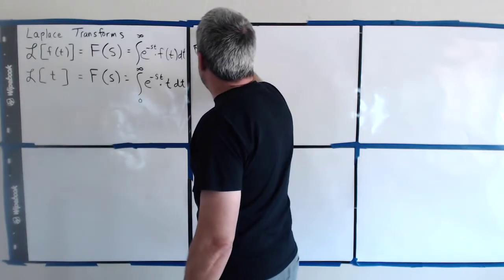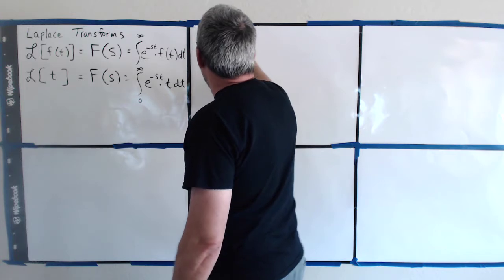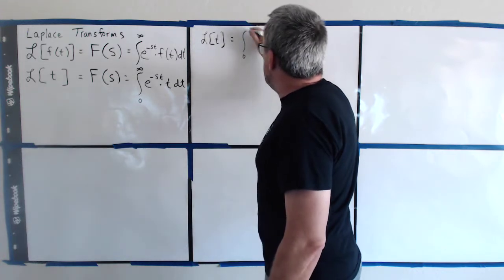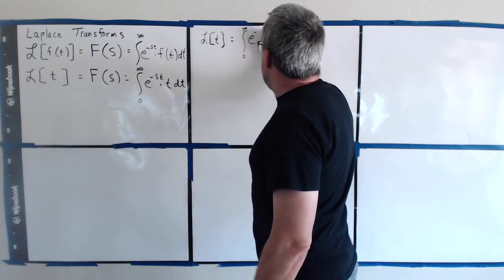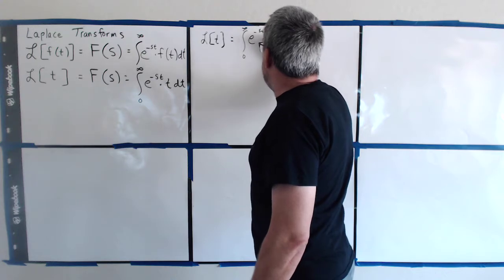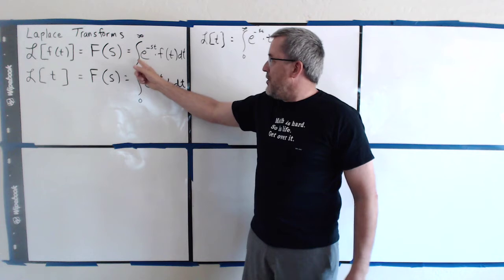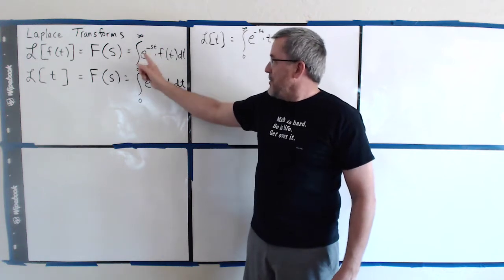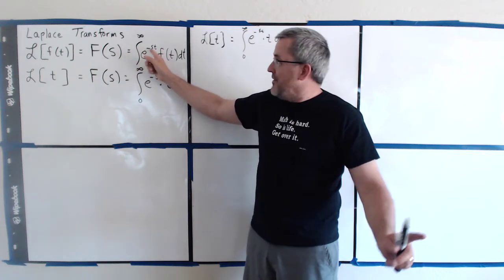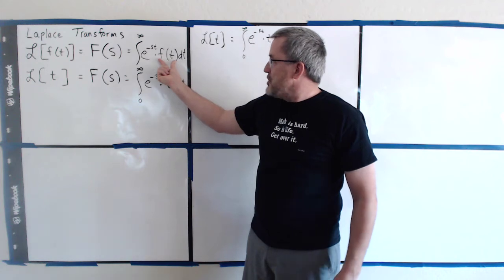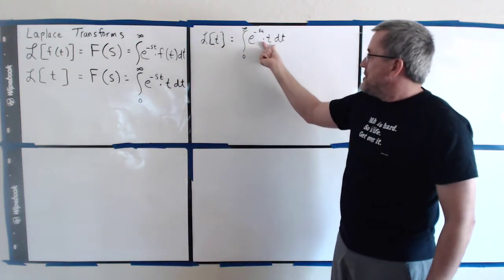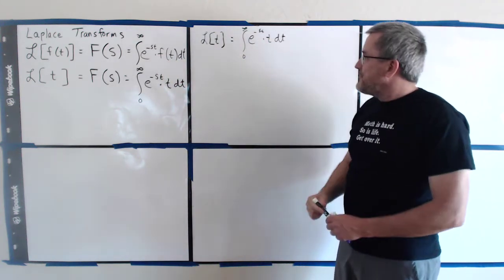So, to get our F of s, to get our Laplace transform of t, we're going to have to integrate from 0 to infinity, e to the negative st times t. Now that is the Laplace transform. We go from 0 to infinity and we integrate e to the negative st times whatever function you want to transform. We want to transform the function t.